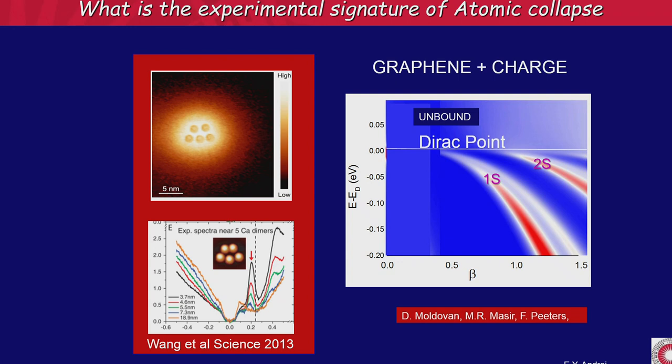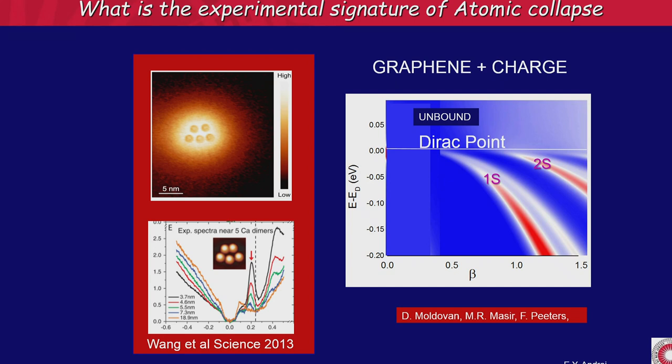So in 2013, the Crommie group at Berkeley tried to see this collapse. And it's very difficult to charge graphene. Everything becomes screened. So they piled up 5 calcium dimers, one on top of each other. Nobody ever reproduced this. This is a total feat because it's like a bomb, you know, they're charged. So they managed to bring all 5 dimers together, and they saw in the density of states, this is the Dirac point energy here.